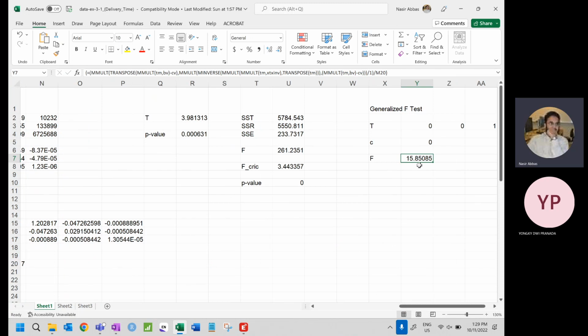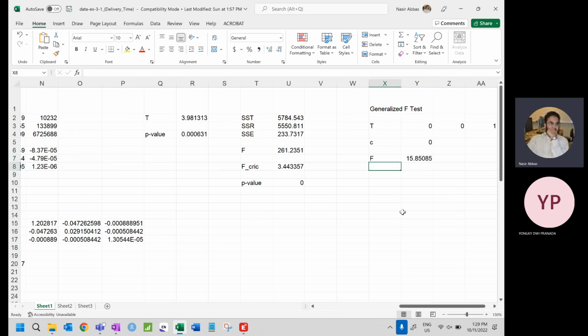15.85. Do you remember this number? 15.85. This is the square of 3.981313. The same we got in the last class for testing beta 2 equals 0 with the partial F test.